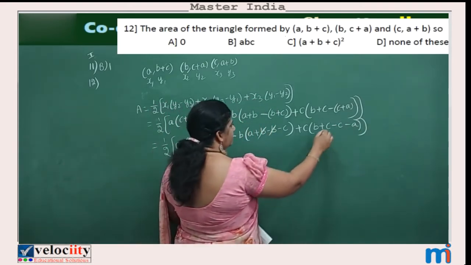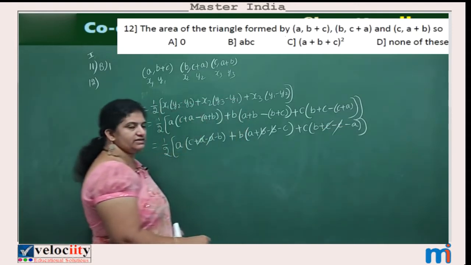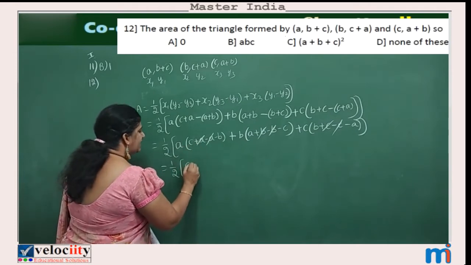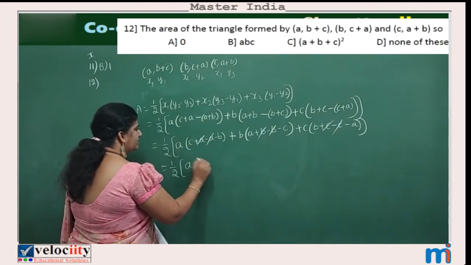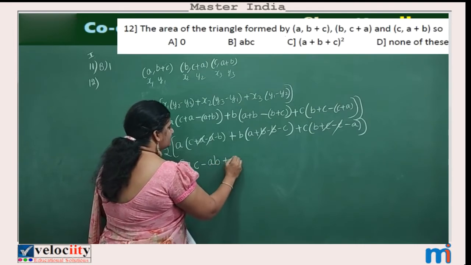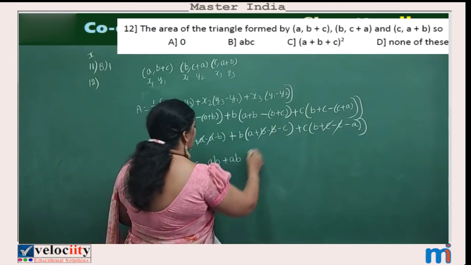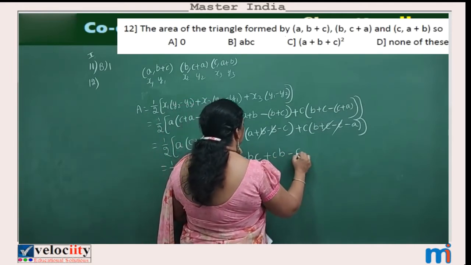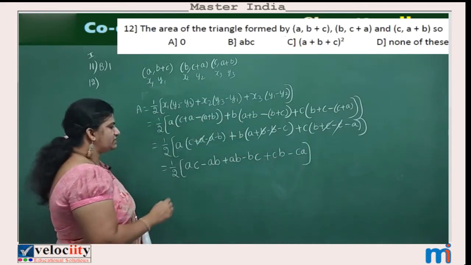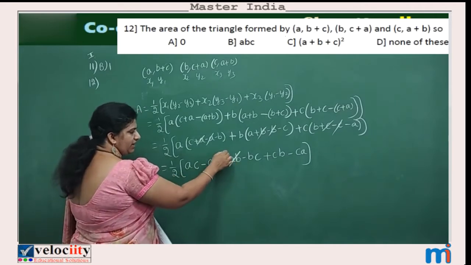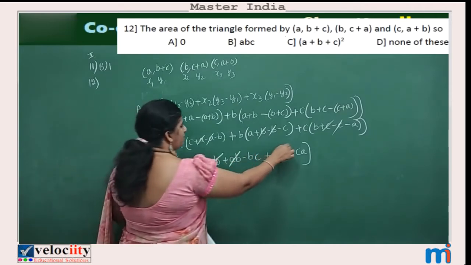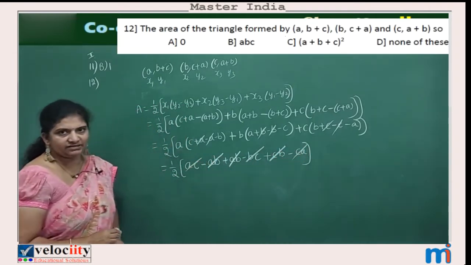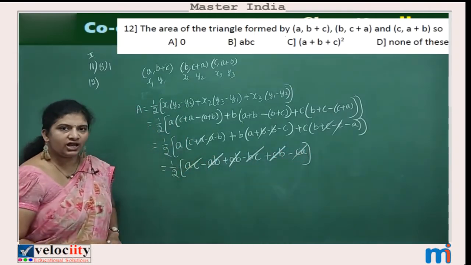Now, again plus C minus C will be cancelled. Half of, now multiply this, A into C is C, minus into plus minus, AB plus AB or BA is same, minus BC plus CB minus CA. Now observe here carefully. Plus AB minus AB will be cancelled. Plus BC minus BC will be cancelled. Minus CA plus CA will be cancelled. And if all these are cancelled, you are left with 0.